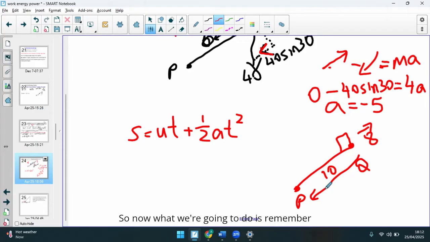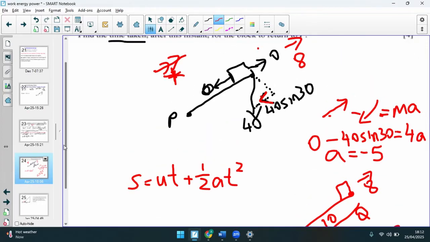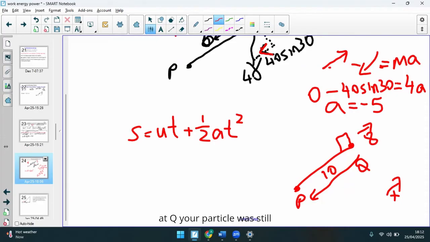So now what we're going to do is, remember we took this as your positive direction. That's because at Q, we took this as positive, right? Because at Q, your particle was still traveling upwards. So at Q, your velocity is 8 positive because it's in that direction. S is going to be minus 10, because from Q to P is downwards and our positive direction is upwards.